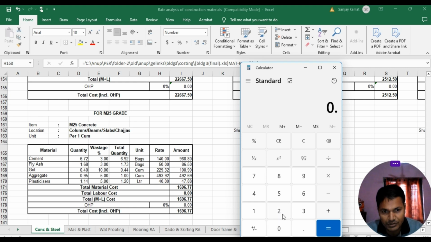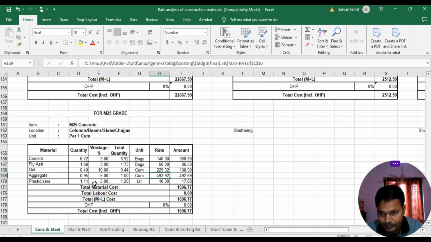We are going to check this value, 0.44 into 229.32, which is 100.90. This is absolutely correct. No need to edit this value. Okay.